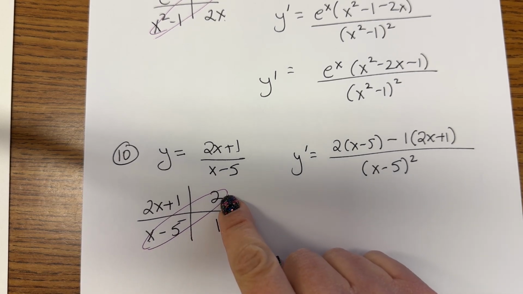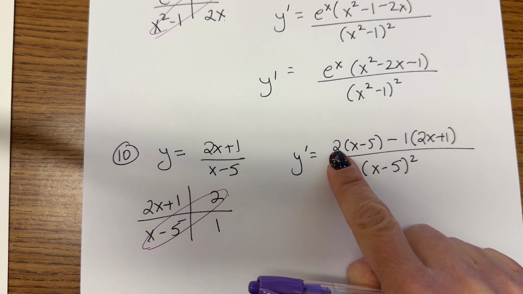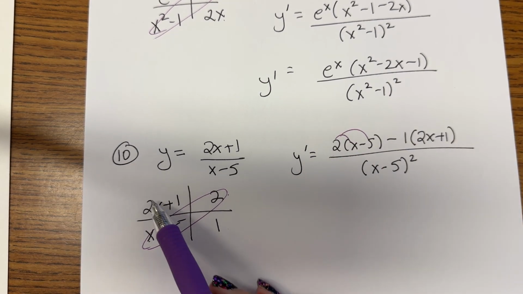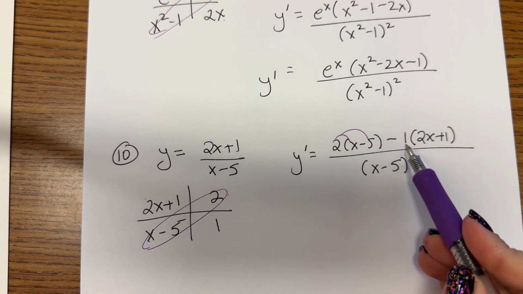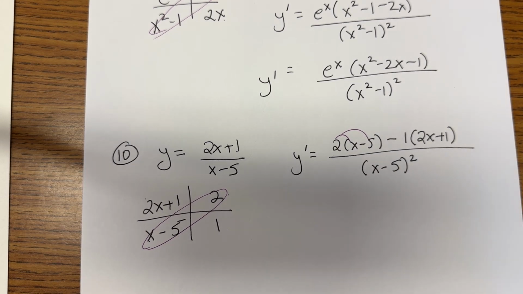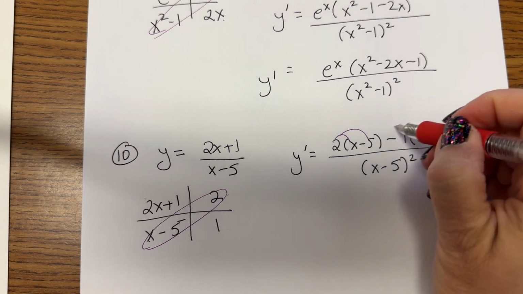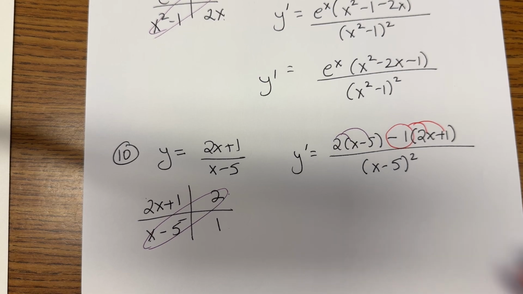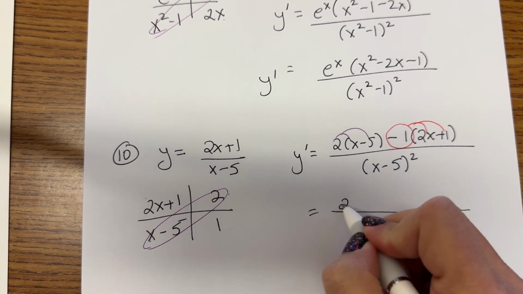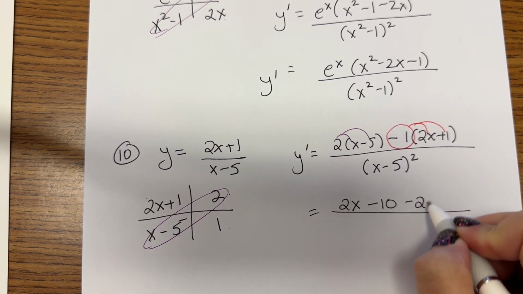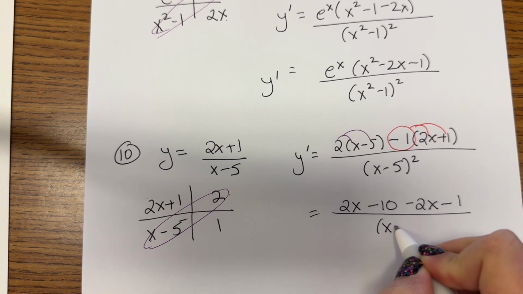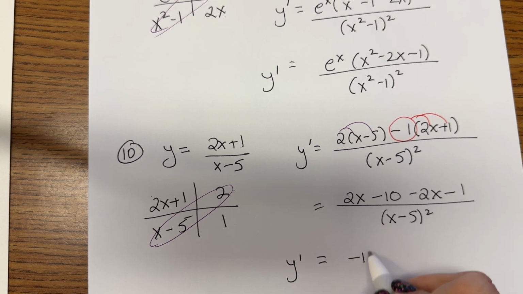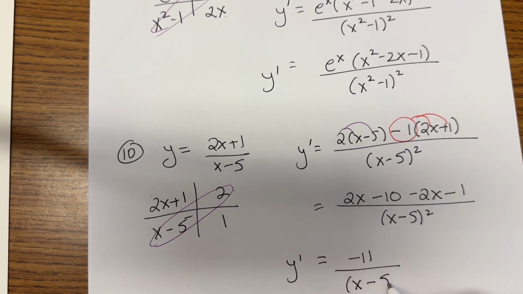Okay, so when I set up my quotient rule, even though I'm multiplying the denominator times the numerator's derivative, it looks nicer with the coefficient in the front so that I can see to distribute. Even though I'm multiplying this direction, again, it looks nicer with the negative in the front so that I can envision both of those, the negative one being distributed. So that gives us 2x minus 10 minus 2x minus 1 for a final derivative of negative 11 divided by x minus 5 squared.